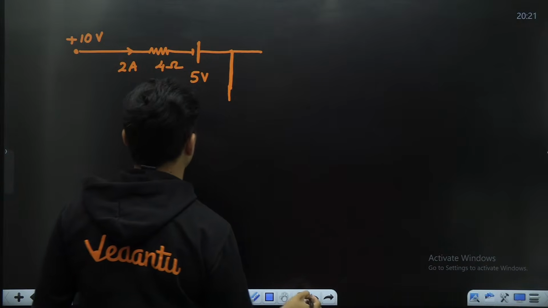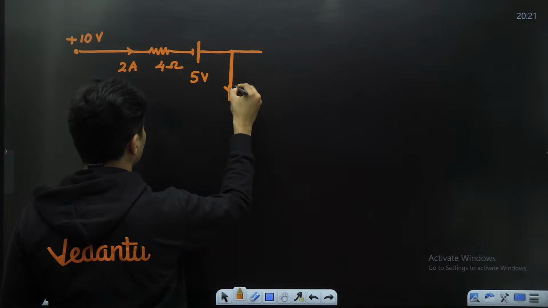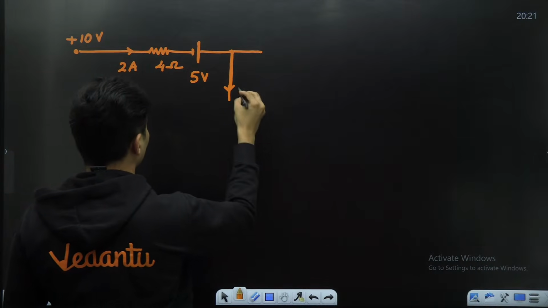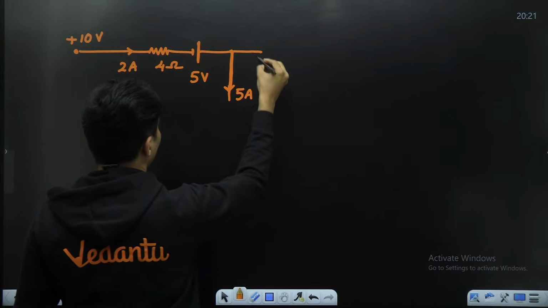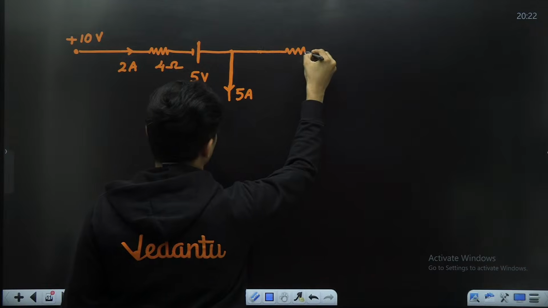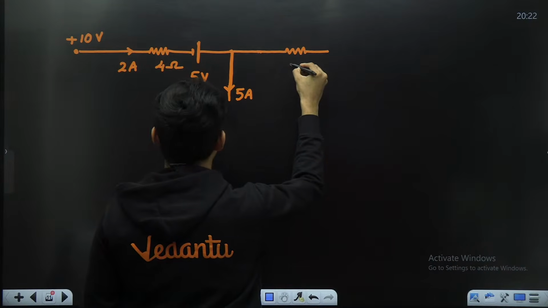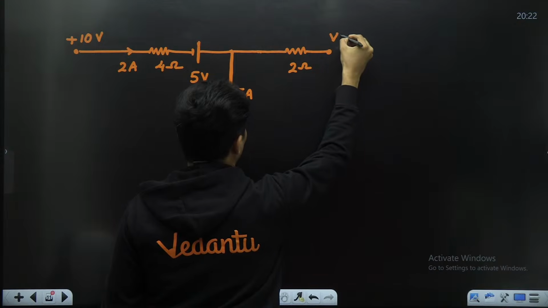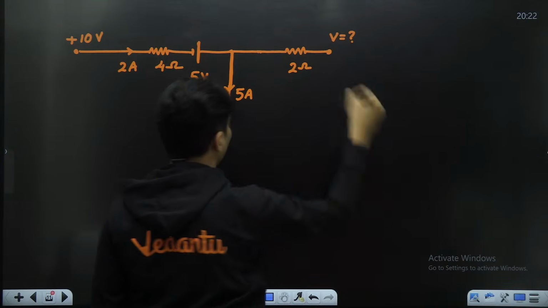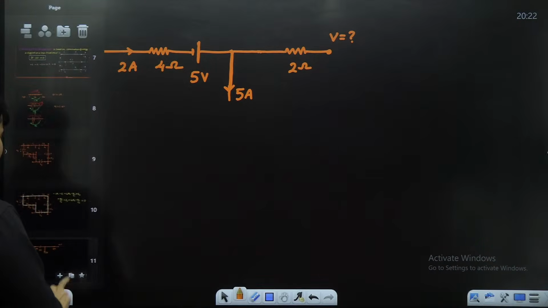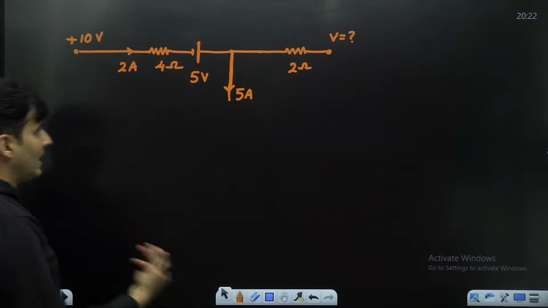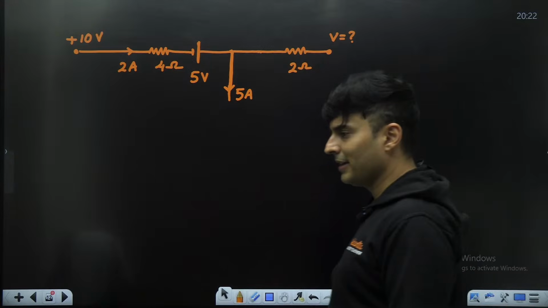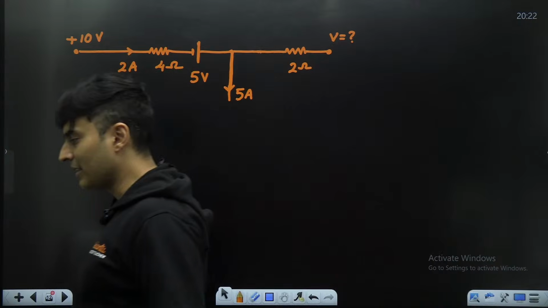Sorry, one second. There is a branching happening like this. 5 amperes of current is going like this, and then there is a resistor here of let's say 2 ohms. The question is, can you find the voltage or potential of this particular point? That is the kind of question which can be asked, which is a slightly trickier question. Let's see how we solve this. It's not that difficult. We just have to use the sign convention.